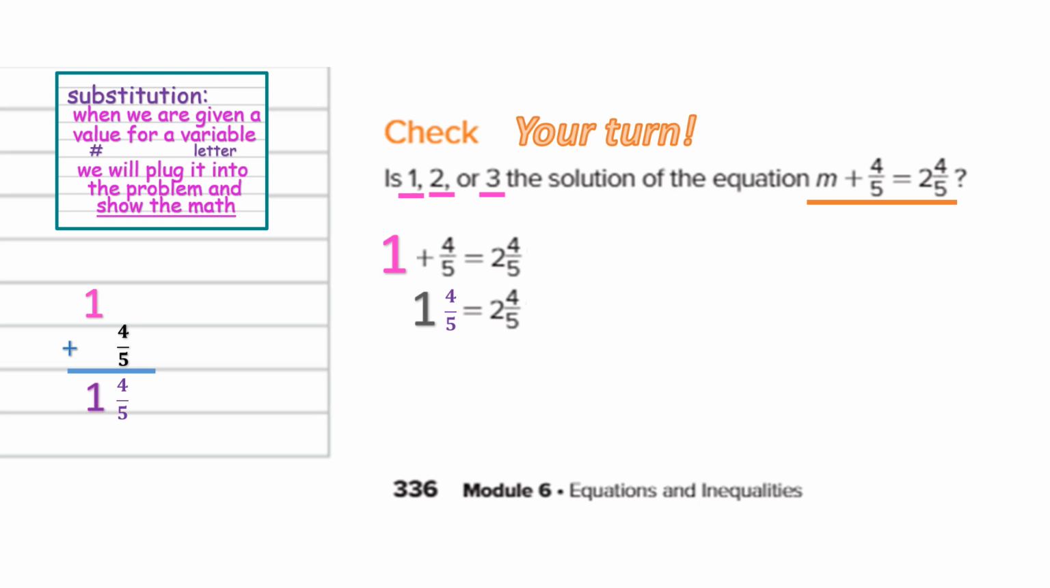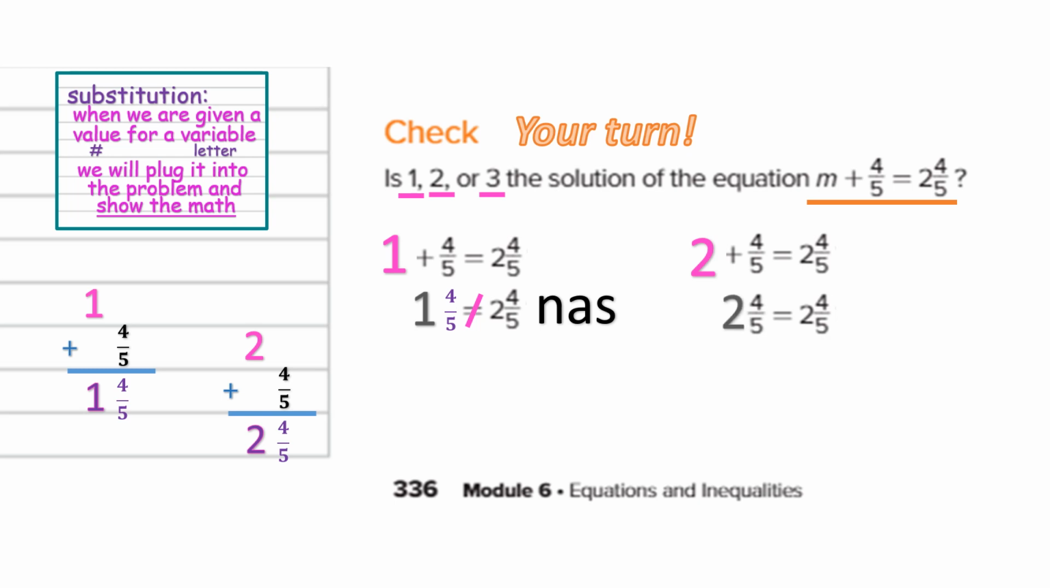So we end up with 1 and 4/5. That's not equivalent to 2 and 4/5. So now I do the 2. I plug in 2 for the variable a. We know it has to be equal to 2 and 4/5. I line them up according to fractions and whole numbers. I can see that I have 4/5 once again, plus nothing is 4/5. 2 plus nothing is 2. So I know that that's going to be my answer.